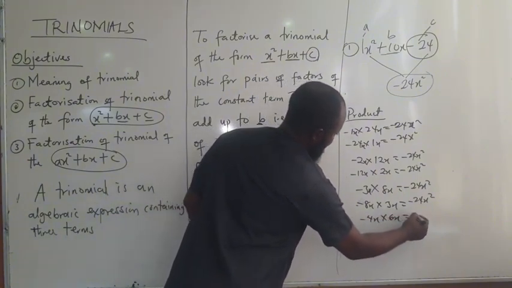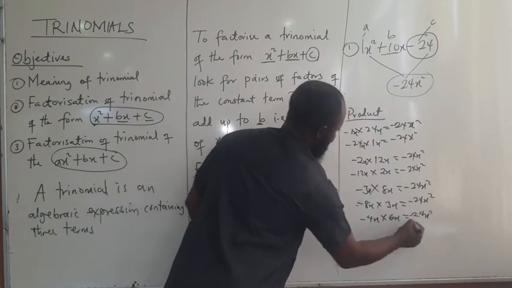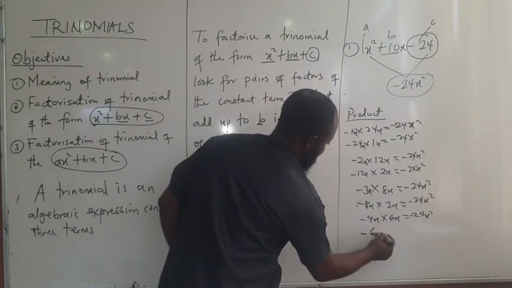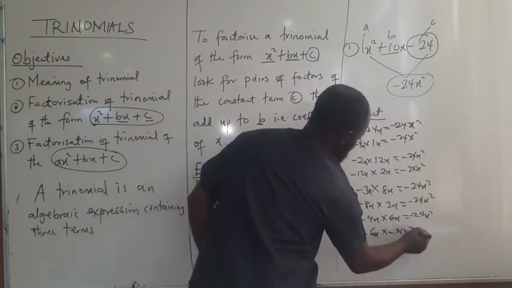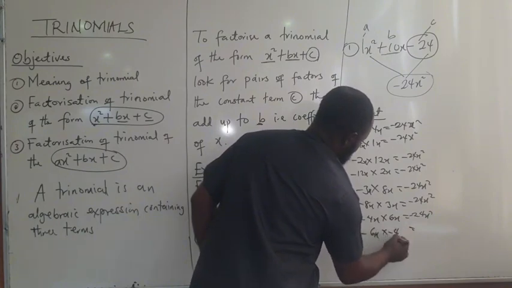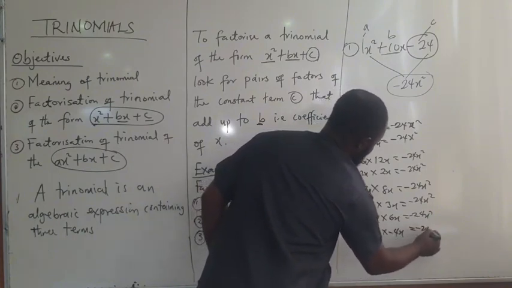We give us what? Minus 24 what? X squared. I hope I'm making sense. Minus 6x times minus what? 24 what? 24x, minus 4x rather. We give us minus 24x squared.